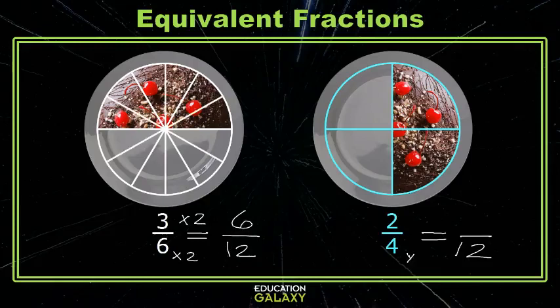On the right, I'm going to need to multiply top and bottom by 3, which also gives me 6/12. So 3/6, 2/4, and 6/12 are all equivalent fractions.